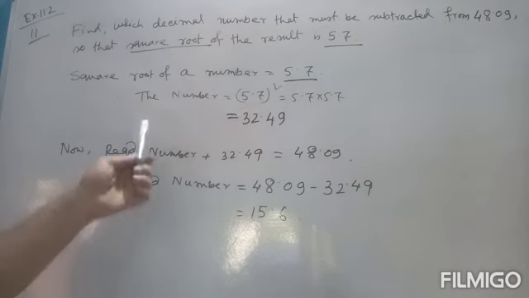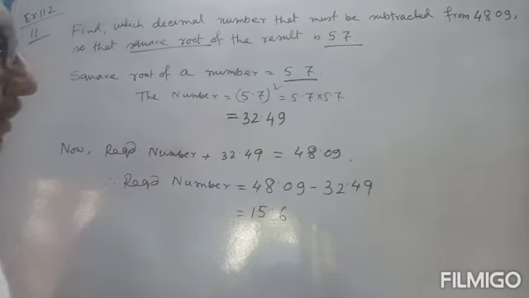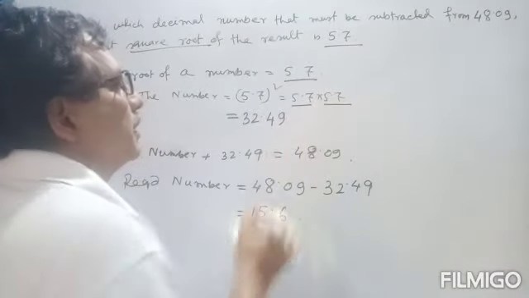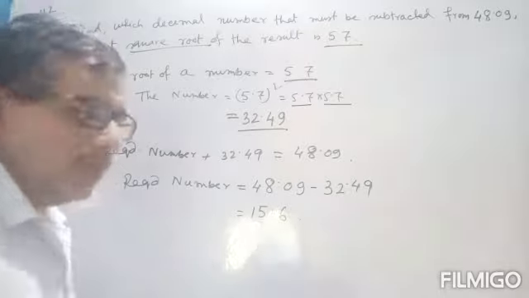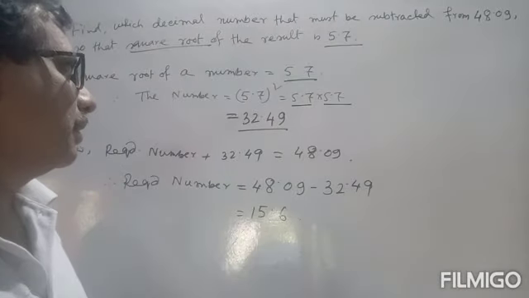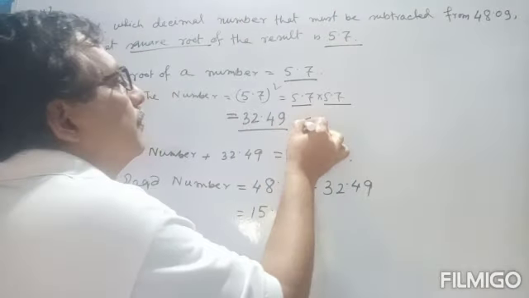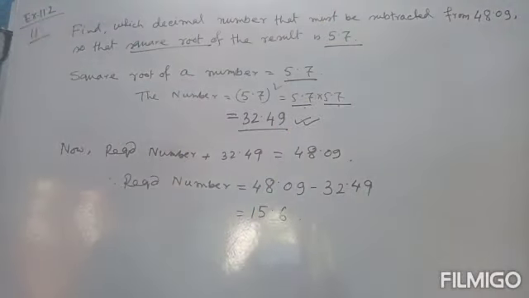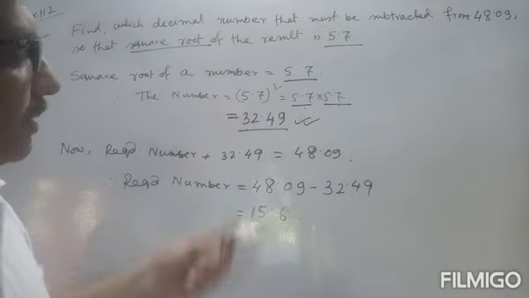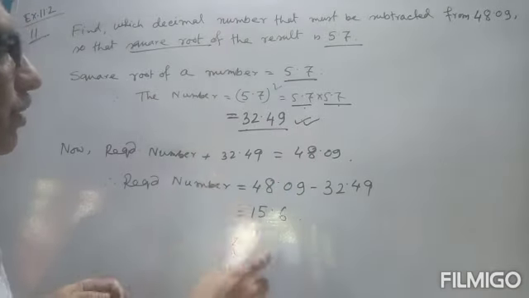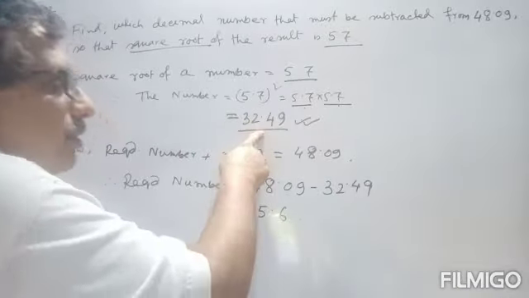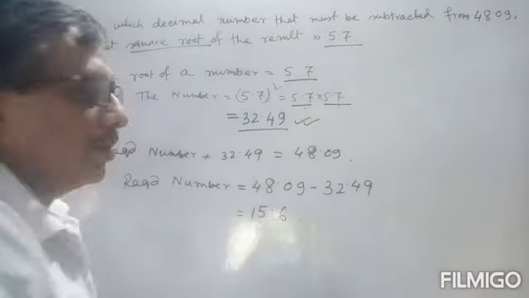So in this way, the number is 5.7 square, that means 5.7 into 5.7. After multiplying 5.7 into 5.7, we get 32.49. Multiplying these two numbers. Now, we have to find the required number. If we add the required number with this, we get 48.09.